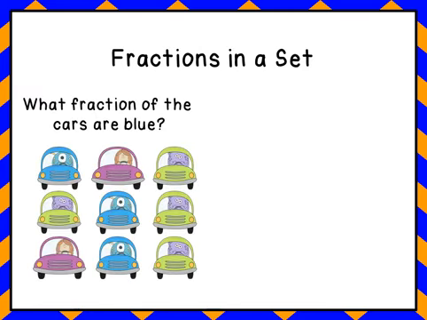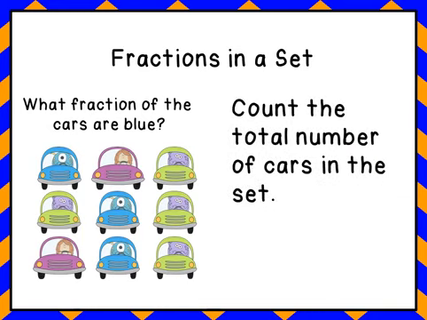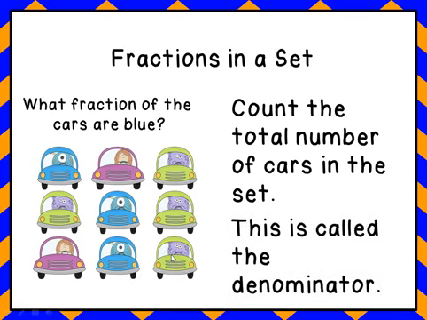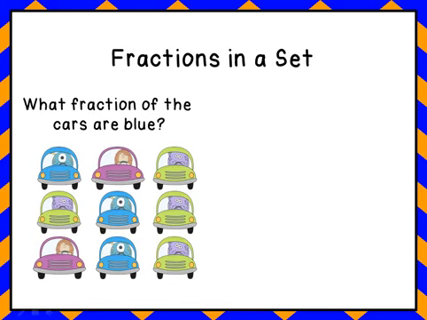All right, the next question we have here is, what fraction of the cars are blue? So the first thing we want to do is count the total number of cars in the set. If we count here, we got 1, 2, 3, 4, 5, 6, 7, 8, 9. We have 9 cars altogether. Again, this is called the denominator. It goes on the bottom of the fraction.